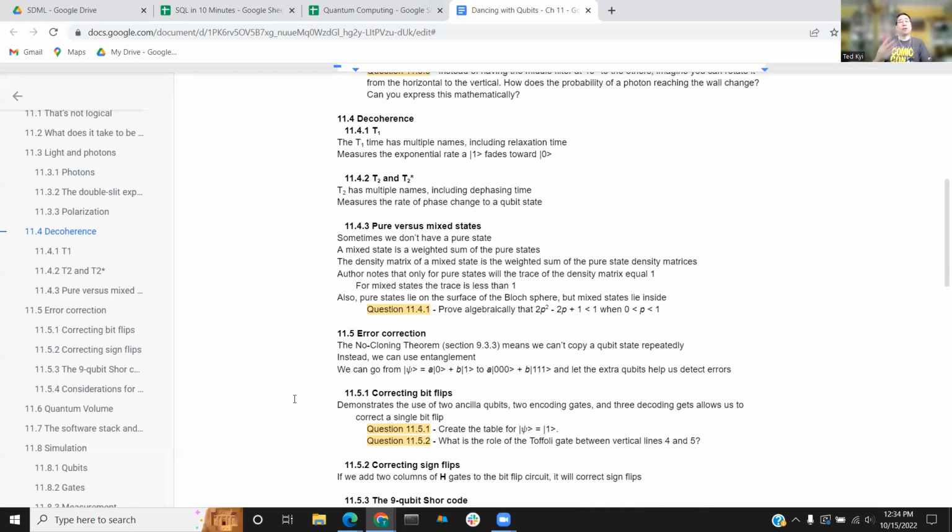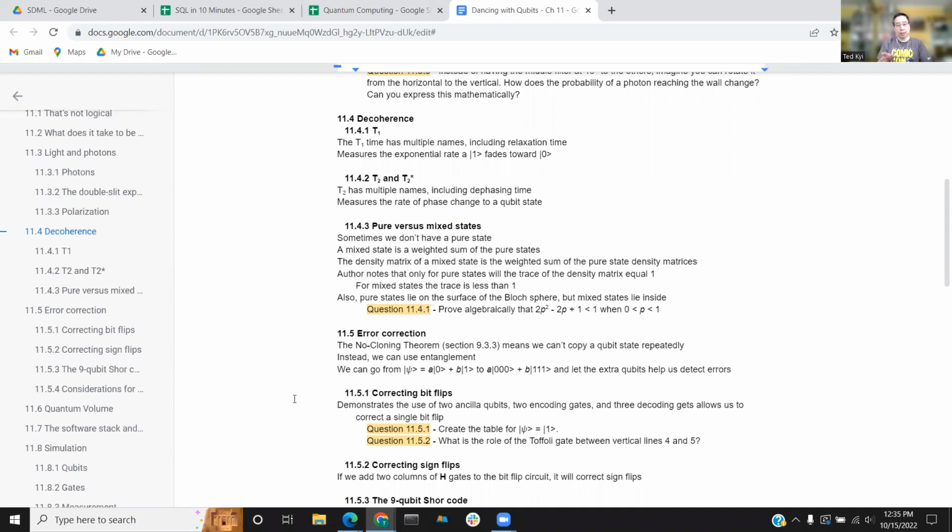And so the author notes that for pure states that we've been talking about, the trace of the density matrix will always be 1. It's just like a squared plus b squared is always 1. Same thing with the density matrix. You're going to have a squared and b squared on your diagonal. For mixed states, the trace, that sum, is always going to be less than 1.